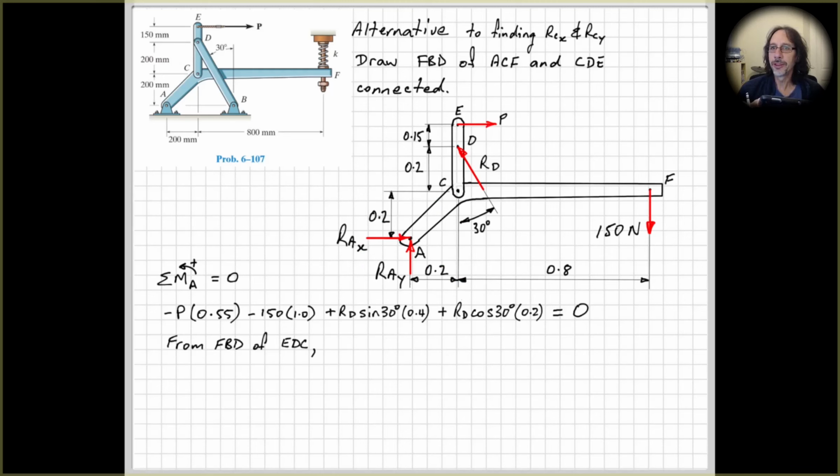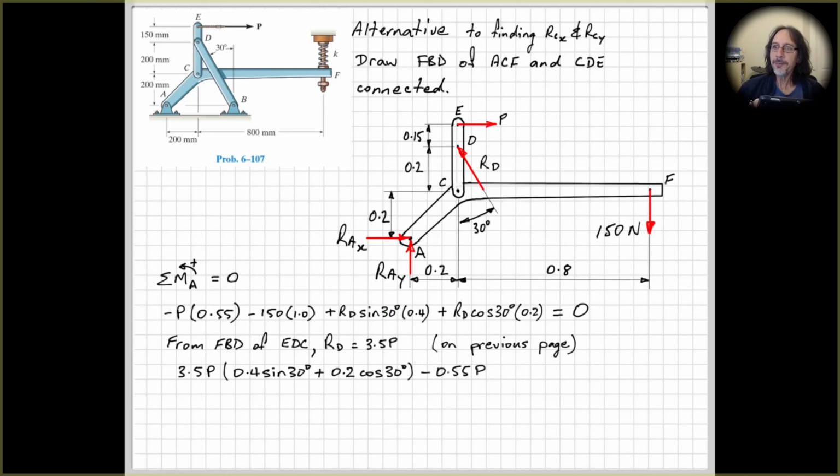All right, so rearrange all of that, but before we do, just remember that from our free body diagram of EDC, we had that RD is equal to 3.5P. So we can substitute 3.5P into here where we have RD. Let's put that in and rearrange the equation. Where we had RD here, I've just taken that outside the brackets, and that's 3.5P. Rearrange all of that, and we get P is equal to 198.4 newtons. Okay, same as what we had before.